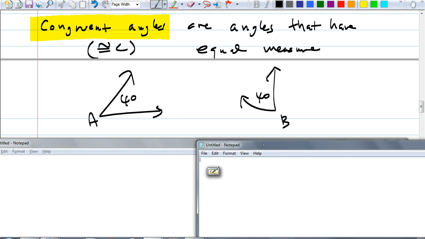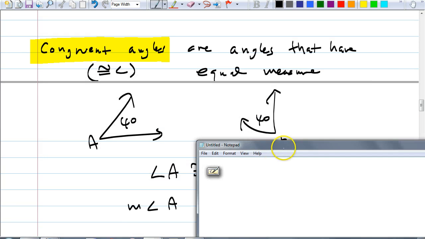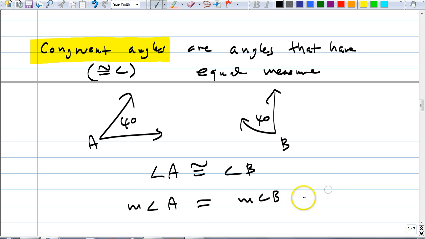Here's an example of two angles that are congruent. They both have 40 degrees as their measure. And of course you could write it like this: angle A is congruent to angle B. Or if you're going to talk about their measurement, can I use the congruent symbol or should I use the equal sign? Equal sign if their measurement is equal. Does that make sense? All right.